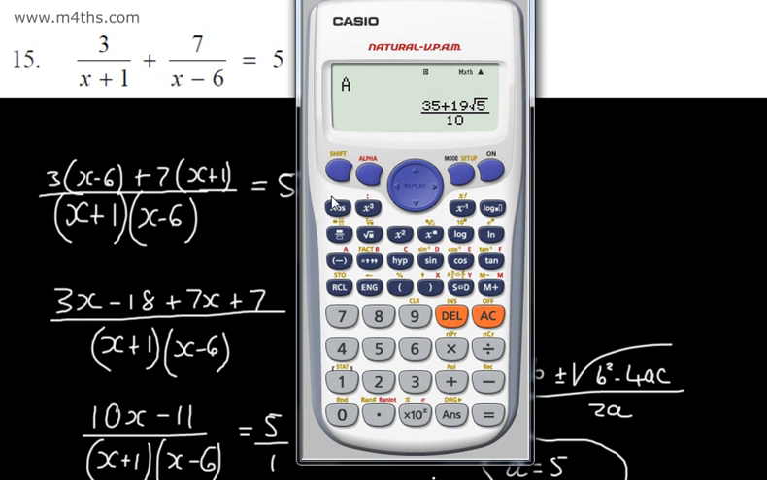So we're going to have now 3 over a, and I could use my answer, of course, a plus 1, and then we're going to have plus 7 over our answer, which is going to be a minus 6. What does that give us? That gives us now 4.3 and so on and so forth.